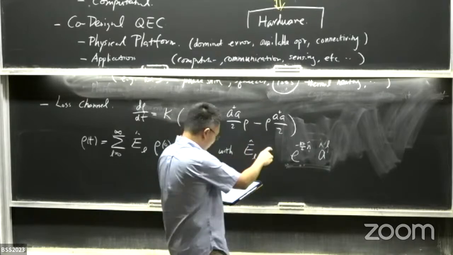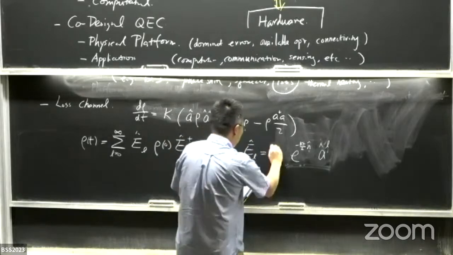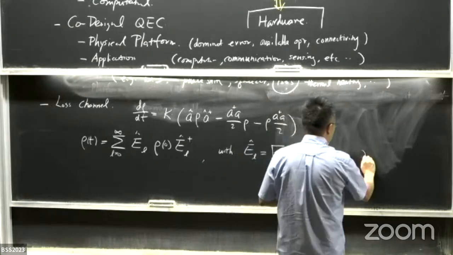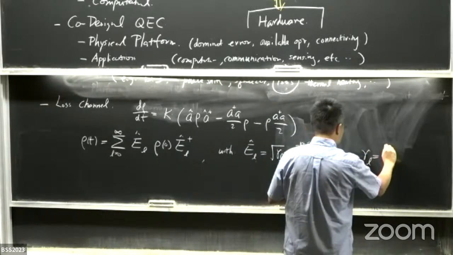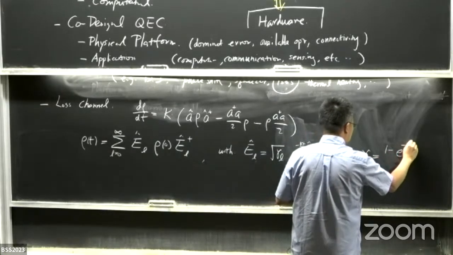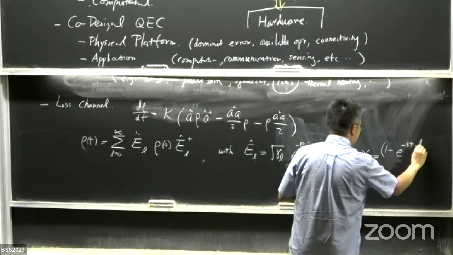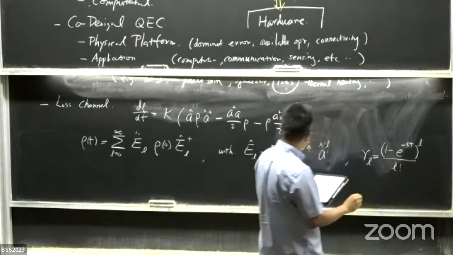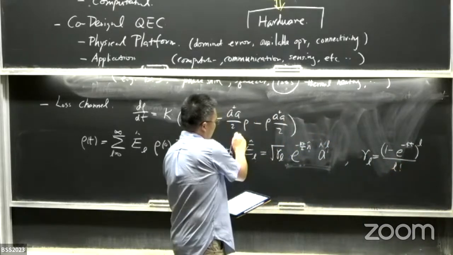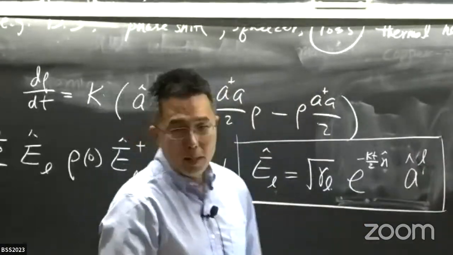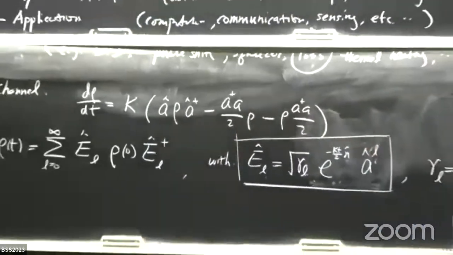Just 1 second, let me finish this expression. And there is this gamma_L, which is a number. Gamma_L is equal to (1 minus e to the minus kappa t) to the power L, divided by L factorial. So this is the whole expression of this cross operator for the lost channel. Maybe 2 questions. Go first.